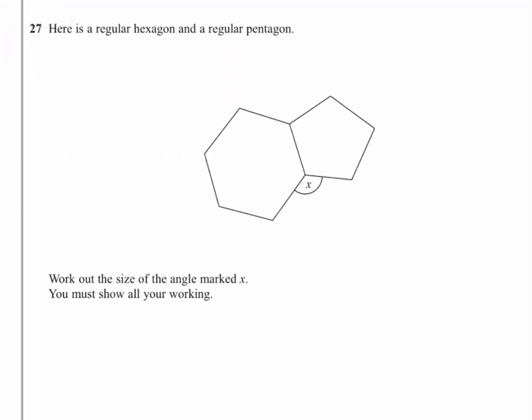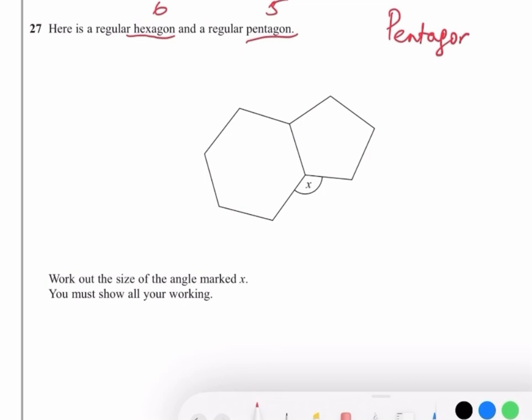This is the angle question. You have to remember some angle facts here. For example, you can see angle X is the angle at a point, so all 3 angles will add to 360 degrees. Identify that you've got 2 shapes here that are regular, which means all angles are equal in the hexagon and the pentagon.